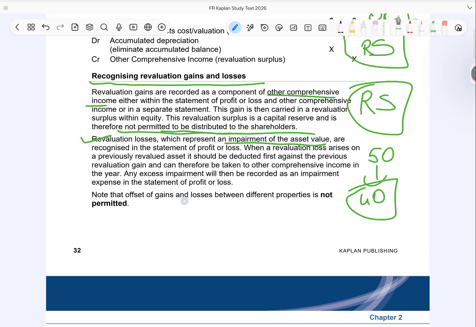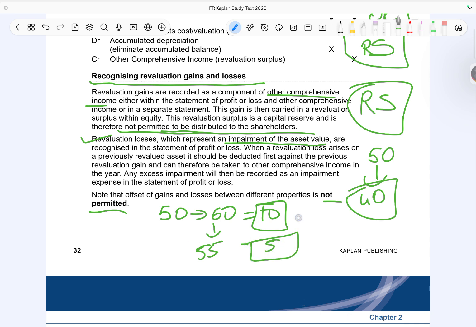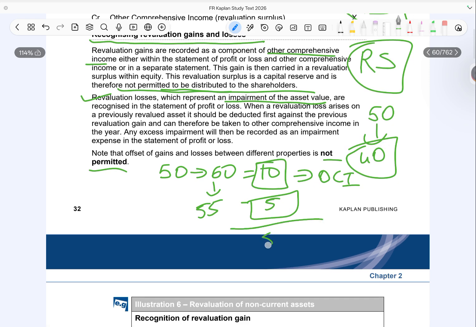Note that the offset of gains and losses between different properties is not permitted. Okay, so this is very simple. If previously you have revalued a property from 50 to 60 maybe, you got a revaluation gain of 10, but now the fair value of the property has fallen from maybe 60 to 55, so now you have a loss of 5. So you are just going to minus this from your gain, which is given in your OCI. From your OCI you're going to minus it, and you will have a profit of 5, and no effect is shown in your statement of profit or loss.